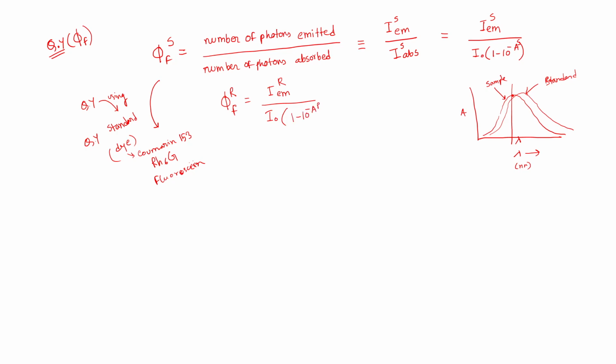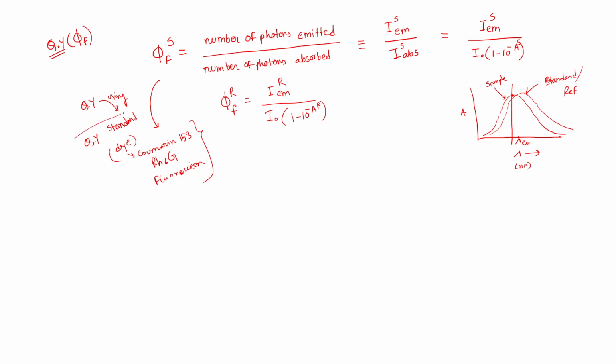I think you can do that from here. Standard or reference, what I am trying to say. So your lambda of excitation should be the same for your sample and the standard. That is why your standard should have an overlap with your sample. Your sample could be different, so that is why you have a multiple library of fluorescence standards available.